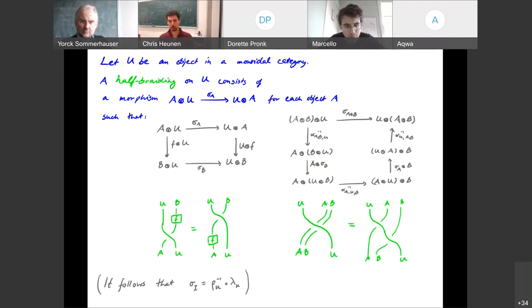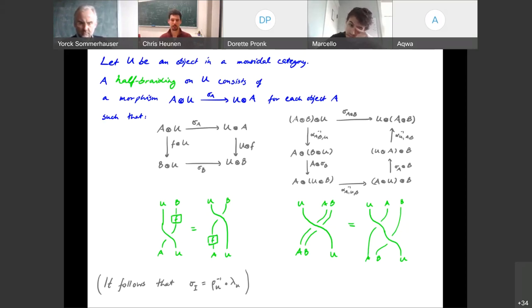So let's suppose, given a monoidal category, I'm going to talk about what's called a half braiding in that category. You fix an object U, and a half braiding is a way of swapping that object U with arbitrary other objects. So you don't really have a braid between any two objects, but at least I can swap this object U with all other objects.